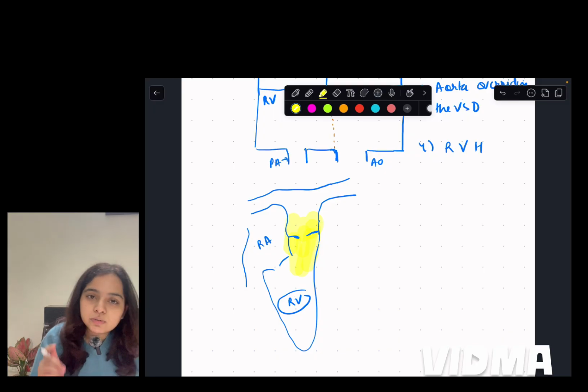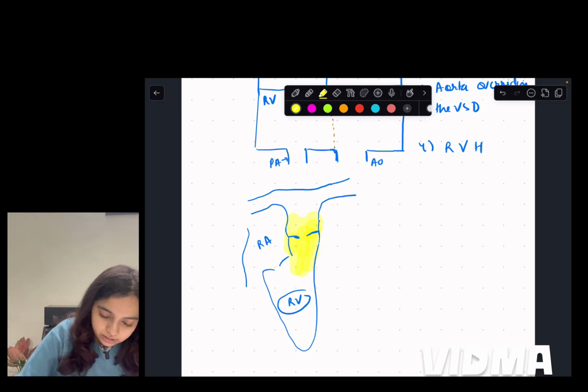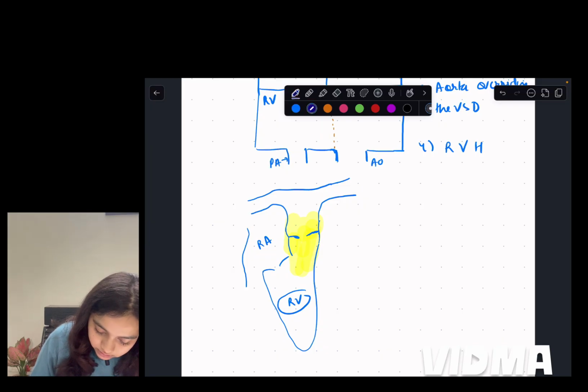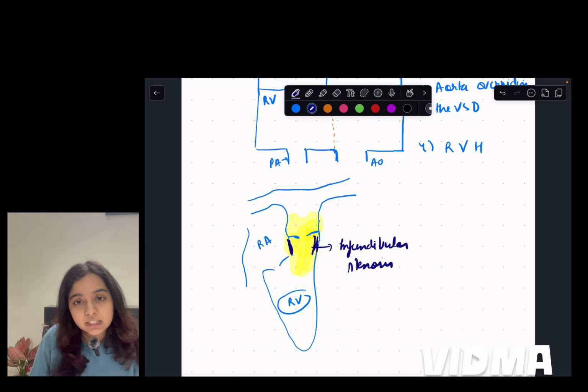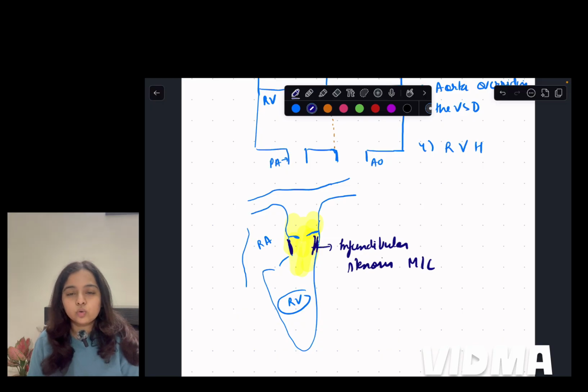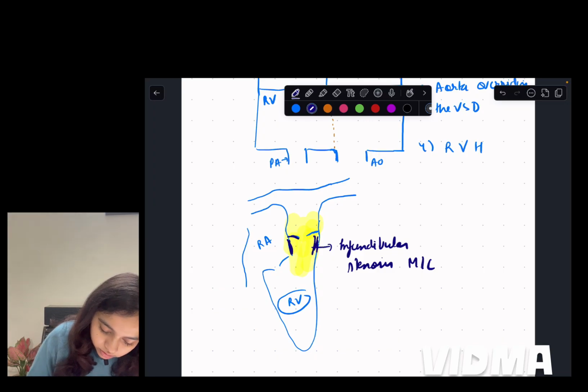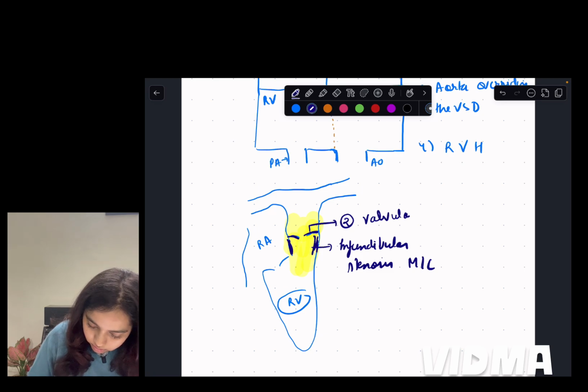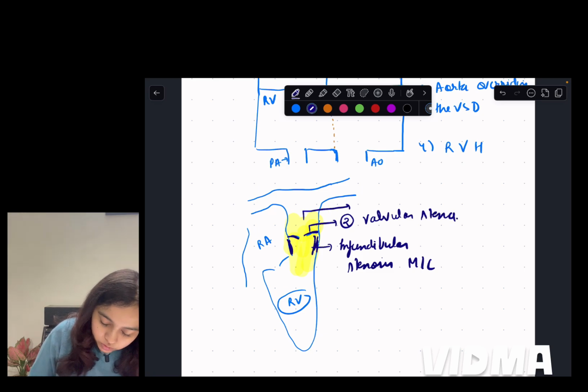Why? Because the obstruction can occur at three main levels. The first one is the infundibular level. This is the infundibular stenosis, and this is the most common form of obstruction seen in TOF. It occurs due to hypertrophy of the muscle and anterior displacement of the infundibular septum. The second important site of obstruction can be pulmonary valvular stenosis. And the third one can be supravalvular stenosis.